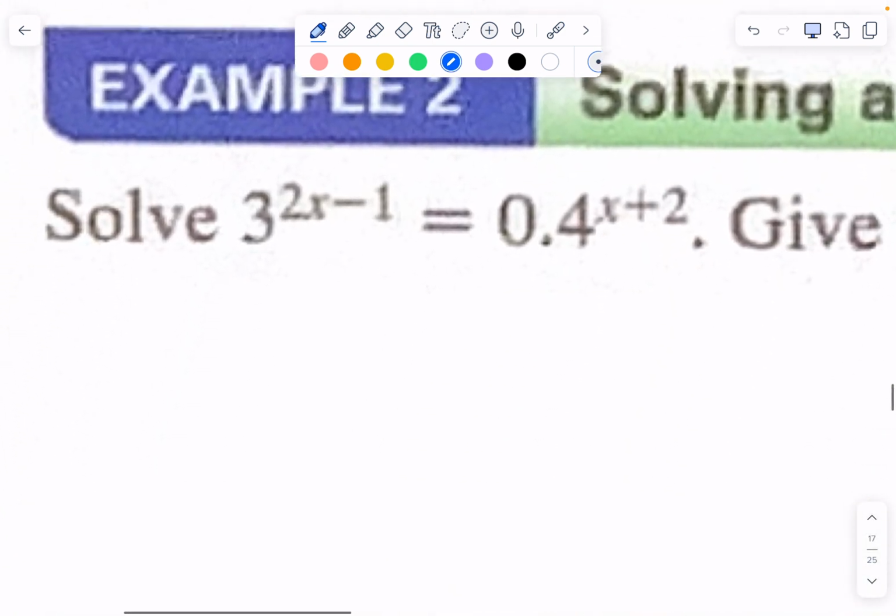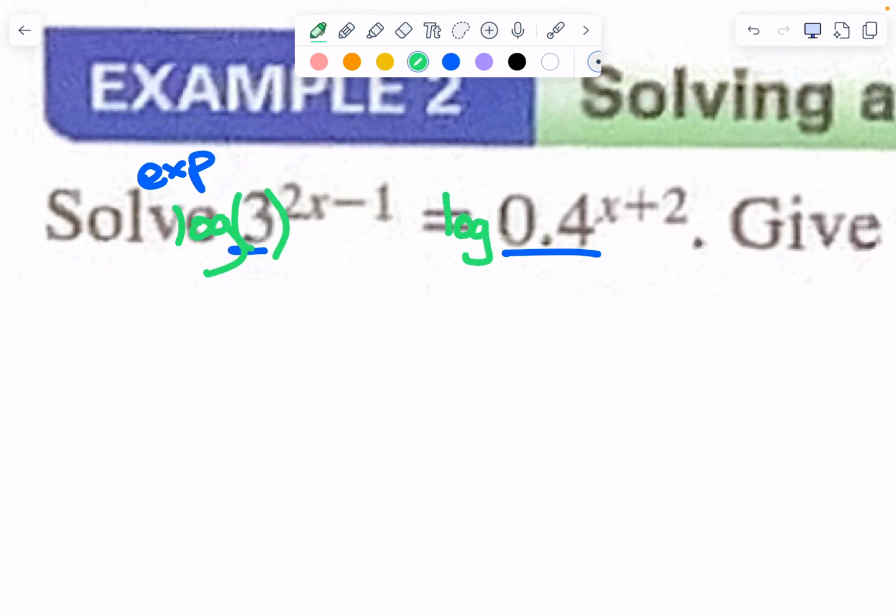All right, now here is a little bit messier. Our bases are 3 and 0.4. I cannot get those to be the same base because they're disgusting. But we are still in exponential land. So what we're going to do is either log or ln both sides, and do all the algebra. You want to log both sides? Sure. So I have log of 3 and I have a log of 0.4.